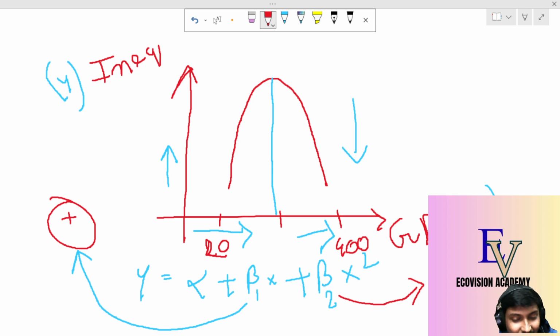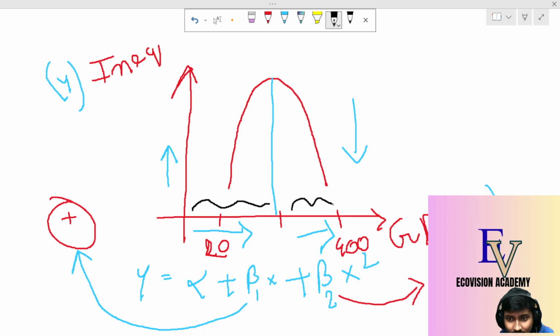So we fitted a regression model where our beta 1 is the coefficient of what? X. But when x is in the initial form, I am measuring x up to this. But x square means what? The square of this, 20 square. So 20 square will be what?